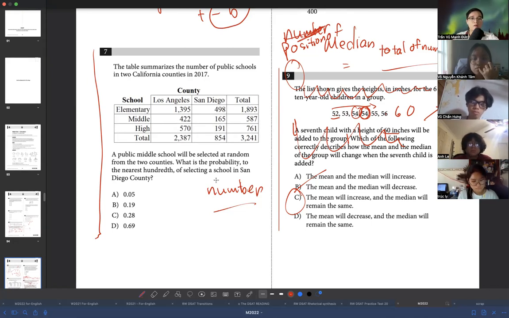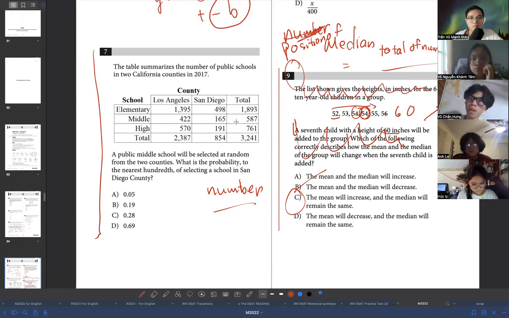Okay, so Hung, can you elaborate on 7? How did you come about C? I took 165 divided by 587.